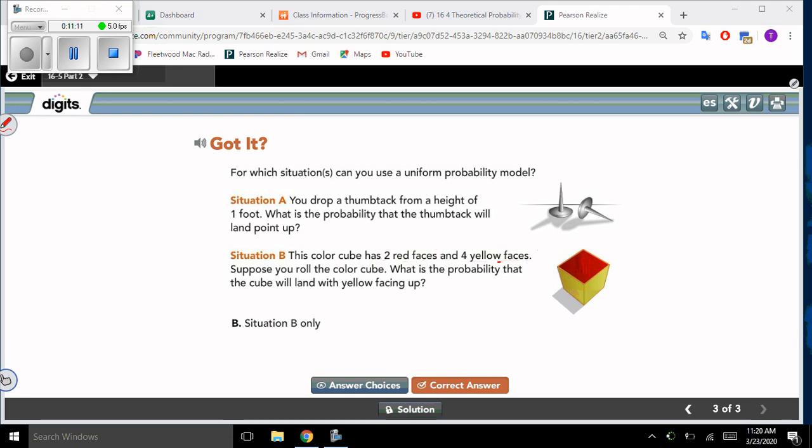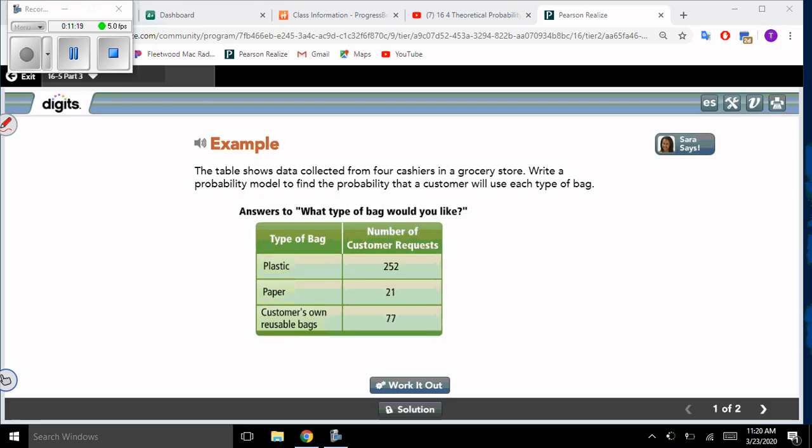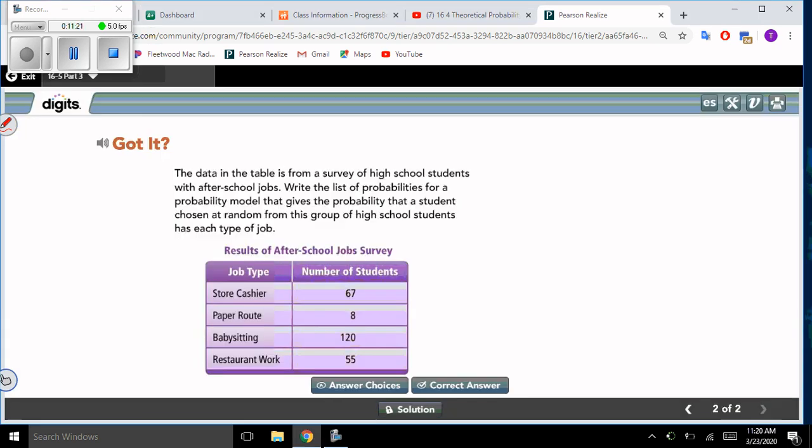Moving on to part 3 then. Got to get this in under 4 minutes. We're actually going to go straight to the source, and we're going to go to this one because I think you guys would connect with it a little bit better. The data in the table is from a survey of high school students with after-school jobs. We want you to write the list of probabilities for the probability model that gives the probability that a student chosen at random from this group of high school students has each type of job.